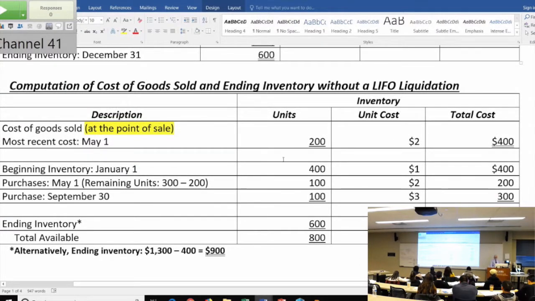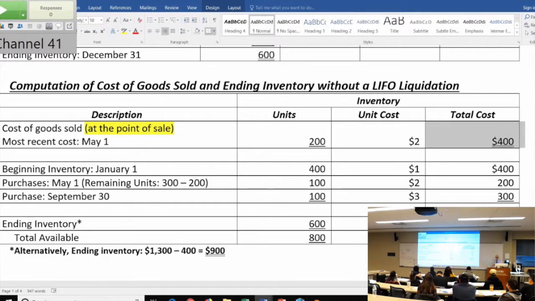So that's what we're looking at right here. So the ending inventory is going to be 400 remaining at a beginning inventory, the 100 that remain out of the sale, the batch that we sold, and then the new purchase at 3. So the ending inventory is going to be 600 units at a total cost of 9, and the cost of goods sold would be 4. So your goods available is 13, 400 is left, and 400 is sold, and 900 is left.